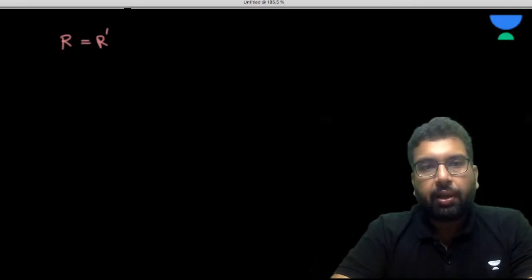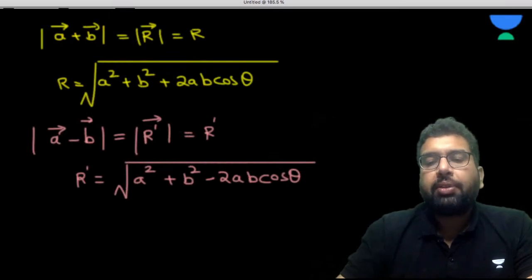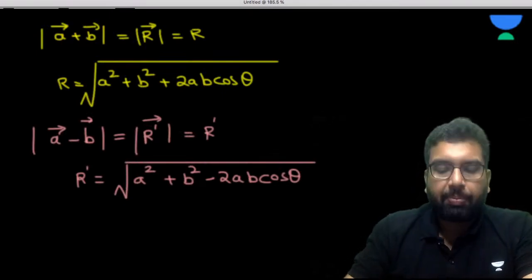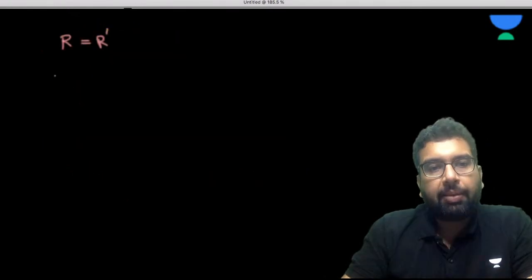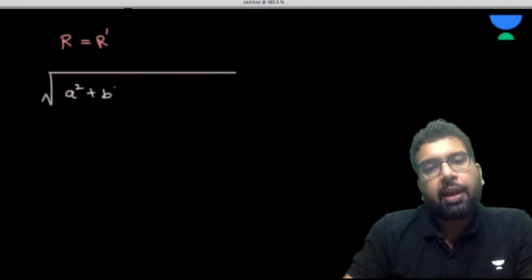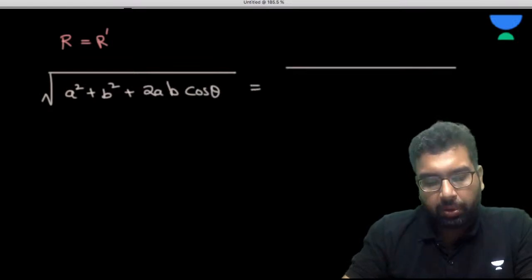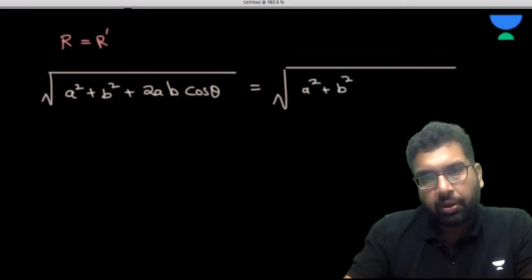Okay, so r is going to be equal to r dash. So I'm just going to write simple mathematically. We are going to write them here. So if I write them here, see, simply it is going to be root over a square plus b square plus 2ab cos theta, and it is going to be equal to root over a square plus b square minus 2ab cos theta.